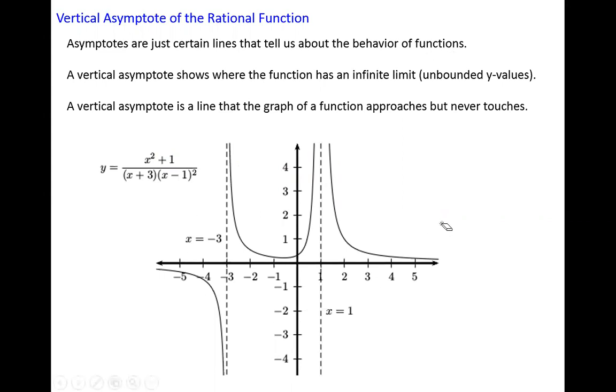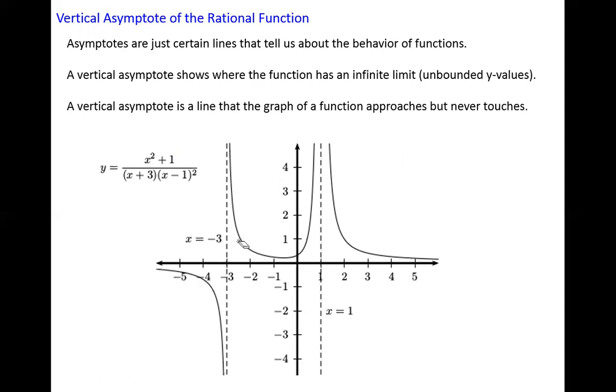Based on this graph, we may notice two invisible lines, x equals -3 and x equals 1. On both sides, the function is approaching this line, but it's not touching. That's the basic, general, intuitive definition of an asymptote.